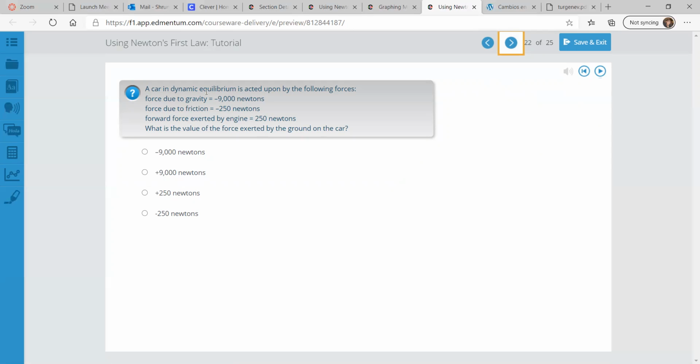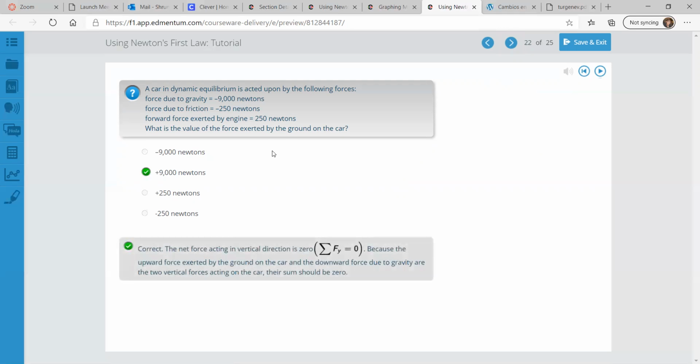So we know it's in dynamic equilibrium, so it has to be equal and opposite to the force due to gravity. So that would be positive 9,000 newtons. So we summed up the forces in the y direction. They have to be 0, so negative 9,000. There has to be a positive 9,000 newtons to make that 0.